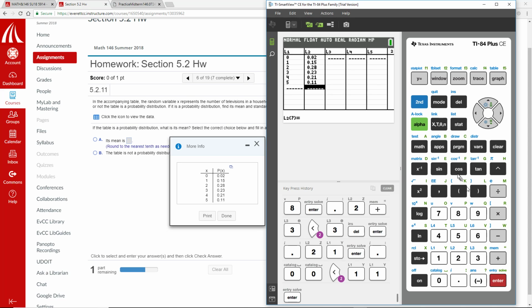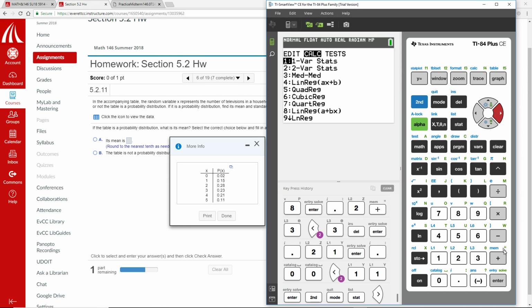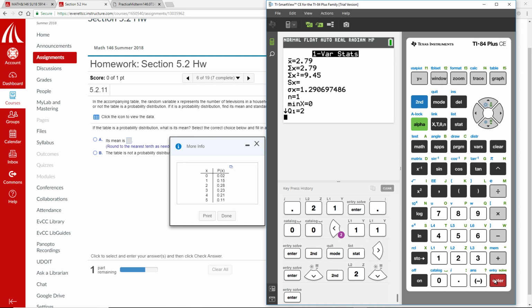List 1 and list 2. And now we're going to use the one var stats. So go to stat, calc, one variable stats, put in list 1, and we actually have a frequency list. It's not really a frequency list, but you know, it will work. Put in L2, hit calc, and it will give us the mean.